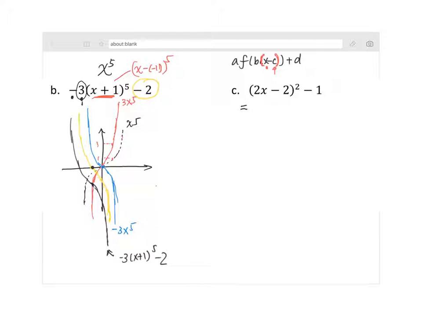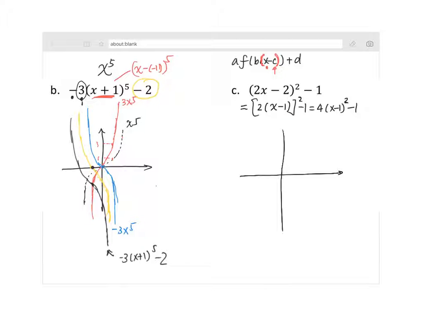So for this particular problem, the first thing I would like to do is factor out the 2 so that the coefficient of x is just 1. Okay, and then I distribute the square. This becomes 2 squared, which is 4, times x minus 1 in parentheses squared, and then -1. So now I know this is my vertical stretch. This is my horizontal shift. This is my vertical shift. So with that, I can begin to graph.